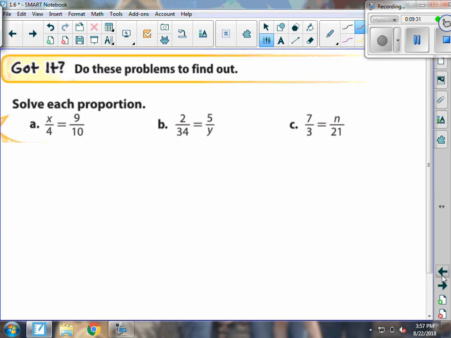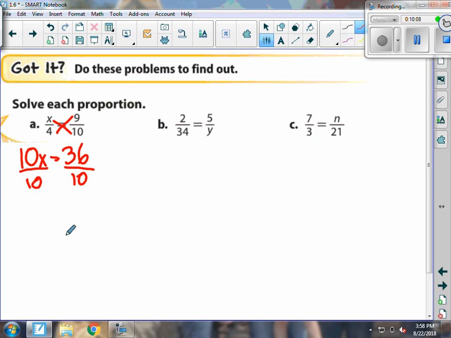So let's look at A together. Copy that down. We have x over 4 is equal to 9 over 10. My x is up here in my numerator this time. It could be anywhere. So I'm going to cross multiply x times 10. That's 10x is equal to, what's 9 times 4? 9 times 4 is 36. So I'm going to divide both sides by 10, because that's what's in front of my x.